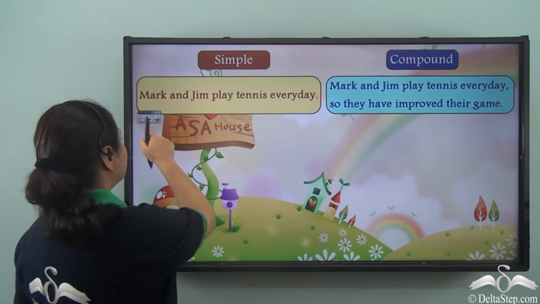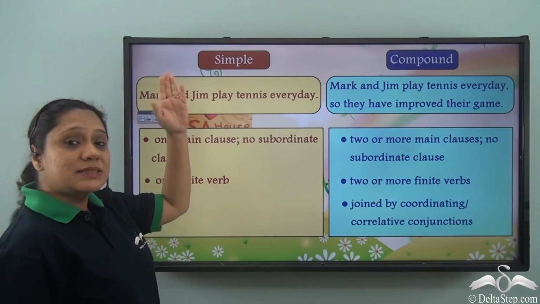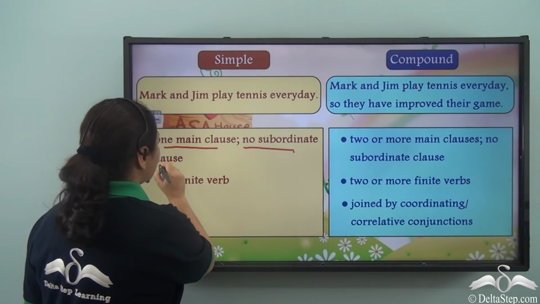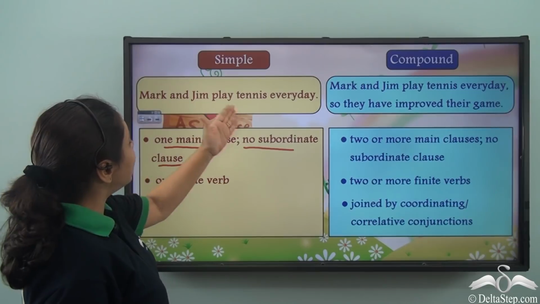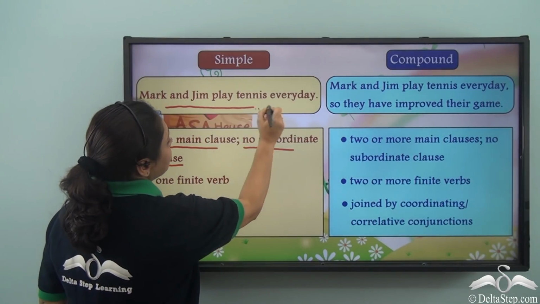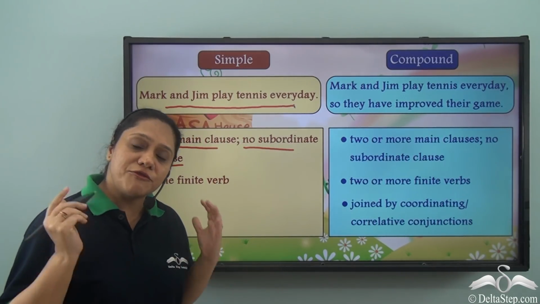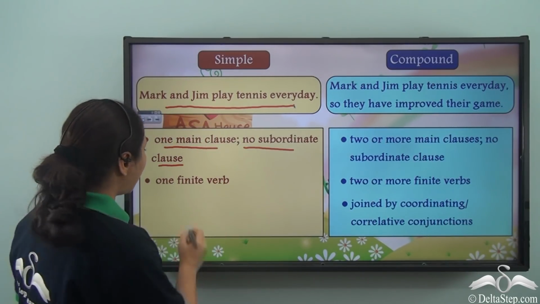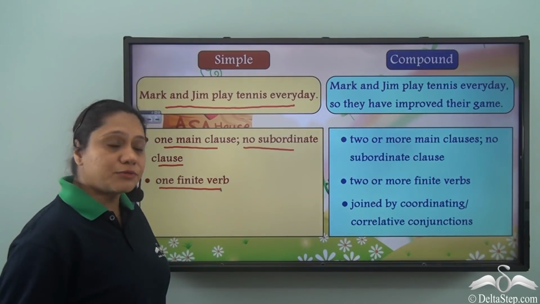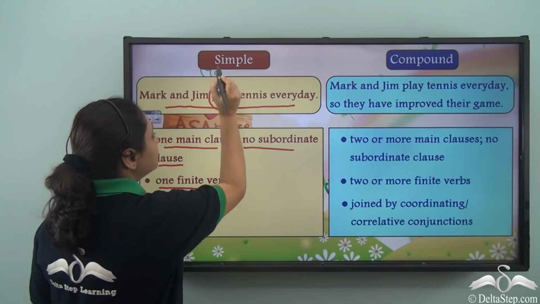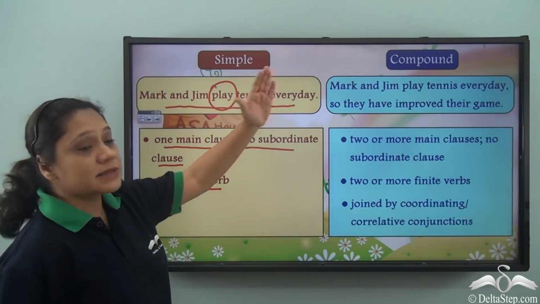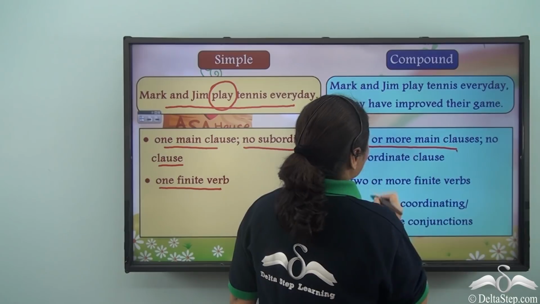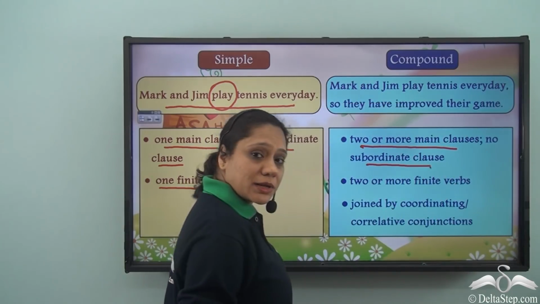Let us quickly revise. A simple sentence has one main clause and no subordinate clause. So, this sentence, Mark and Jim play tennis every day, consists of one main or independent clause. There is no subordinate clause here, and it has one finite verb. What is the finite verb? Play.